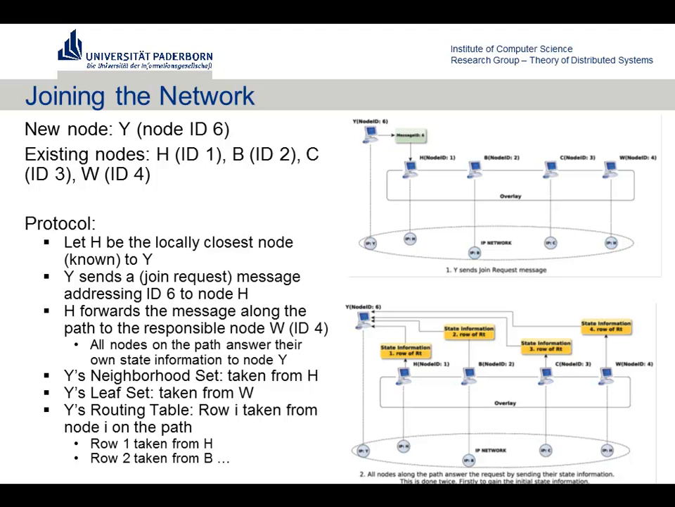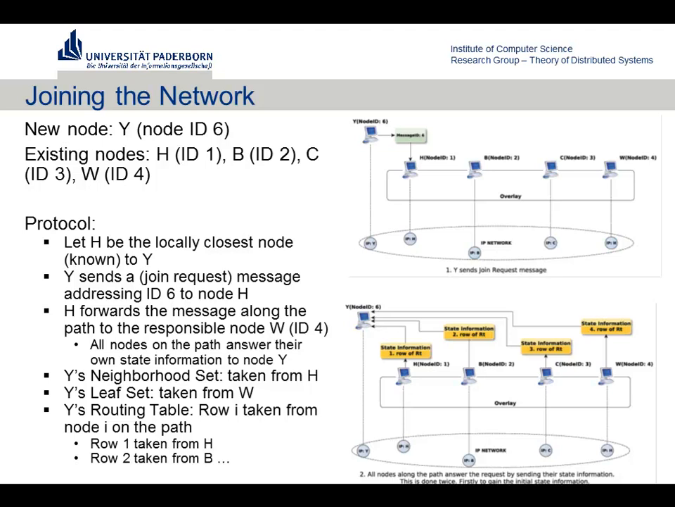And that's why I can take my neighborhood set, so that means the locally closest nodes, from the locally closest node I knew, which was also from Paderborn, so I can also take his Paderborn contacts. W, that's basically the one who was responsible for ID 6, and he knows basically all nodes that are around node 6. So that's why we can take the leaf sets, so he knows the IDs in the network in that area.